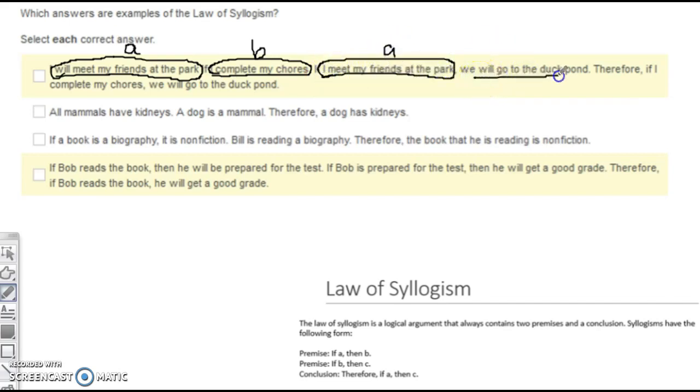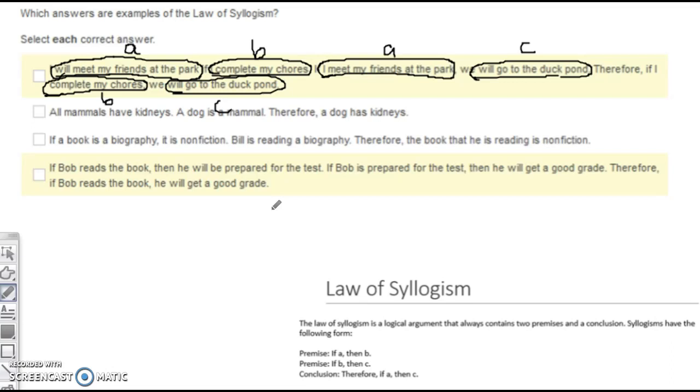Then we will go to the duck pond. That's a new one. Therefore, if I complete my chores, which is already letter B, then we will go to the duck pond, which is C. So what they're doing is they're cutting out A. Since A is in both of them, they're getting rid of it, and they're just concluding that if B, then C. That does follow the law of syllogism.